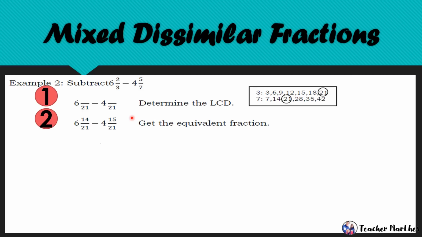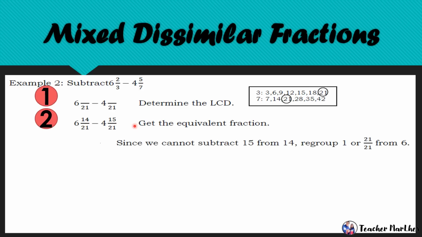So as you can see, katulad kanina, similar fraction na sila pero mababa ang 14 kesa sa 15. 14 minus 15 cannot be. So, kailangan natin mag-borrow sa 6. Since we cannot subtract 15 from 14, regroup 1 or 21 over 21 from 6. Kasi po, ang denominator niya ay 21, so ang gagamitin natin ay 21 over 21. Yun ang idadagdag natin sa 14 over 21 para lumaki yung 14 over 21 and makapag-subtract tayo mamaya.